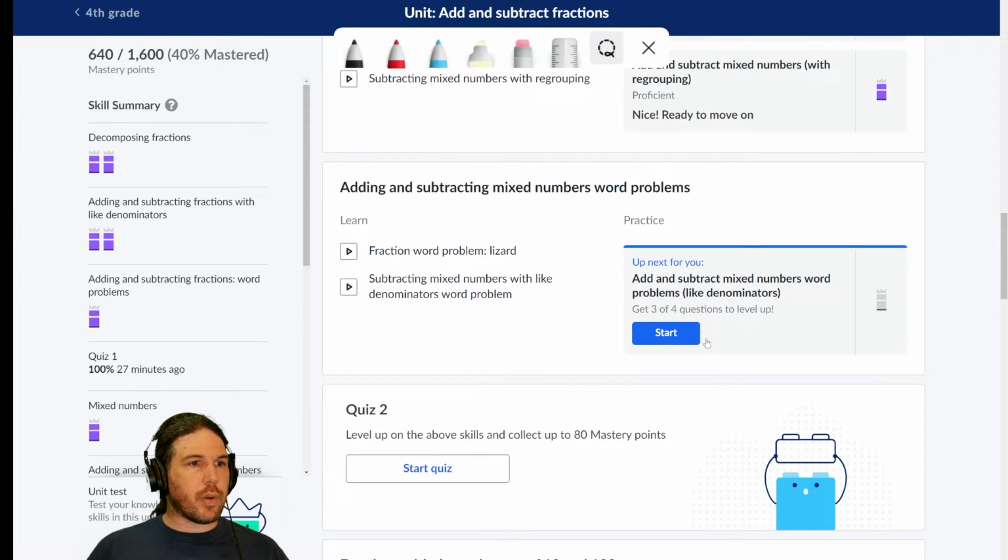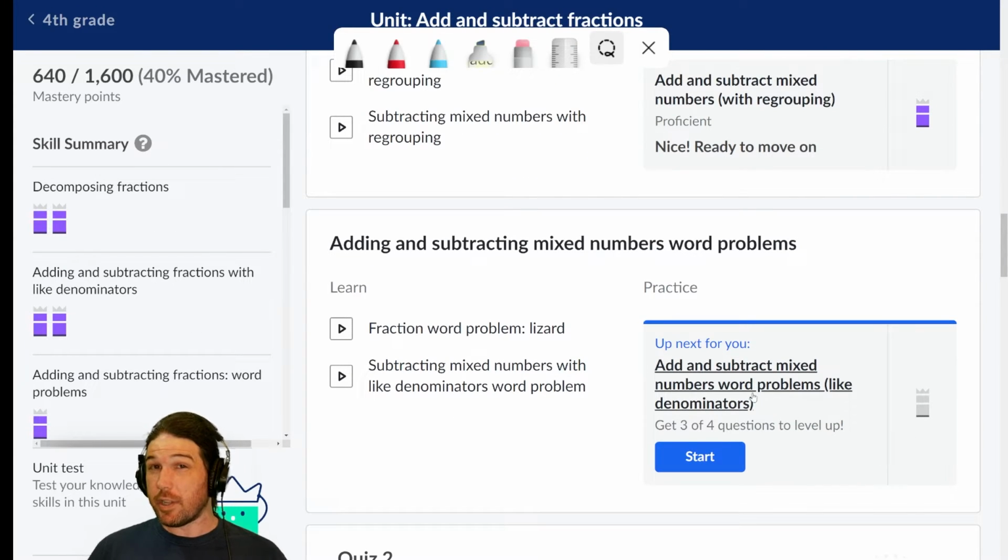So let's go ahead and do add and subtract mixed numbers word problems with like denominators. Again, that's a lot of words to say. We're just doing the same thing we just did, except there'll be some words involved. Let's go.